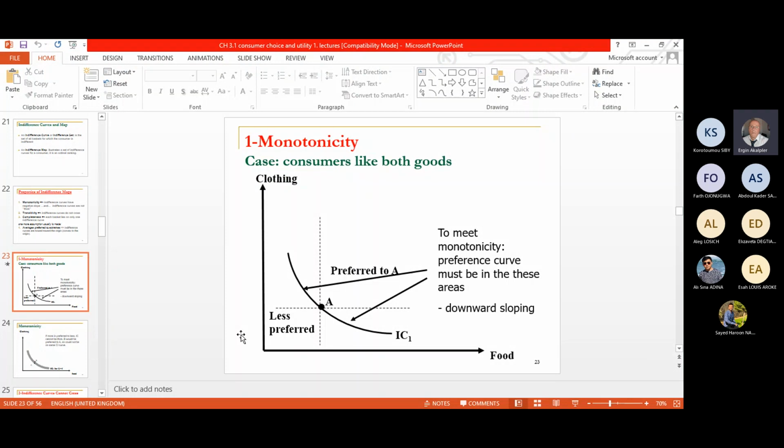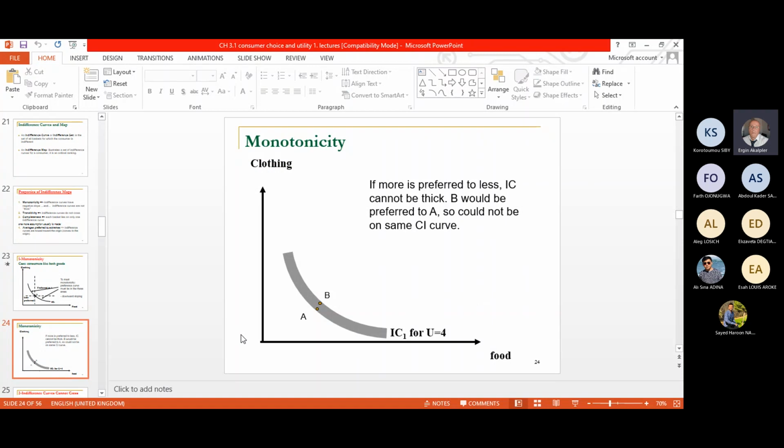Monotonicity, because consumers like both goods. Therefore, to meet monotonicity, the preference curve must be in these areas on the indifference curve, and it is of course downward sloping. As much as you move along this indifference curve, your preference is not changing, but your combination probably changes. And monotonicity: if more is preferred to less, the indifference curve cannot be thick.